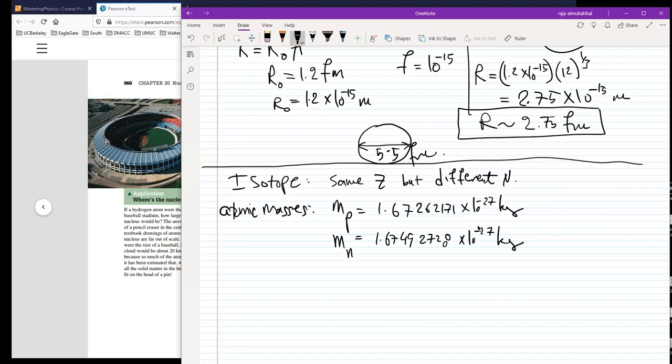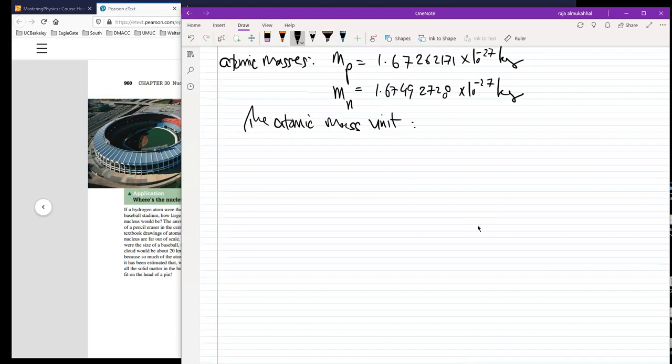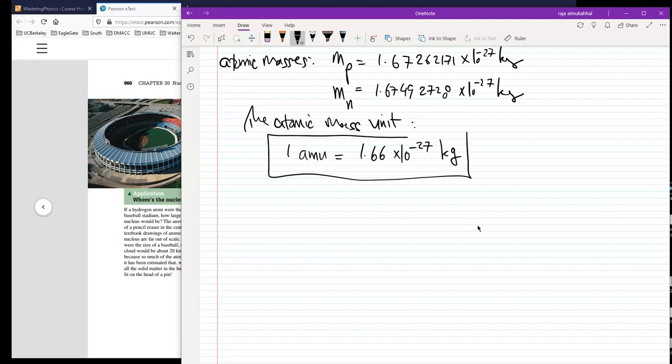We write the atomic masses in nuclear physics in another unit. We call it the atomic mass unit, the AMU. It's in the book. You can read more about it, but I'll just be very brief here. One AMU, your book uses the symbol 1U, not AMU. I like AMU better. 1 AMU is equal to 1.66 times 10 to the negative 27 kilogram. It's a very convenient unit to use. So 1 atomic mass unit is equal to that.